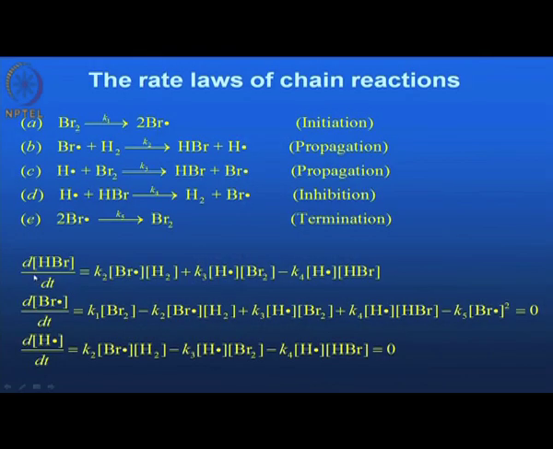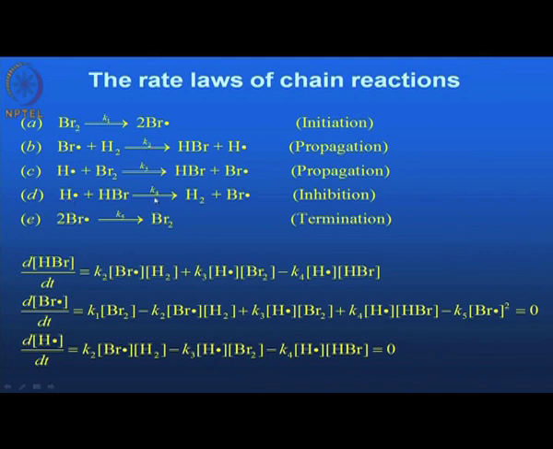So, d/dt of [HBr] will be equal to, you just have to find out where this HBr is involved. These are the 3 steps where HBr has been involved: steps B, C and D. Here HBr is produced, so you have to write k2[Br•][H2] with a positive sign. Here also it is produced, so that should also be with plus k3[H•][Br2], but here it is acting in the opposite direction, so it will be minus k4[H•][HBr].